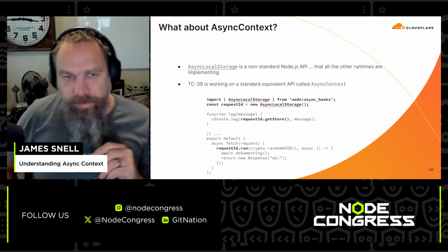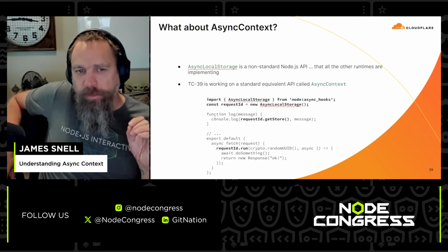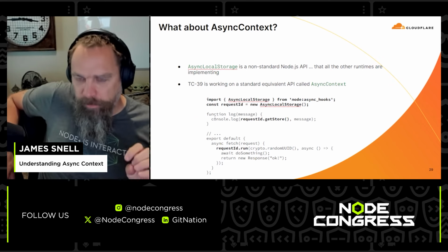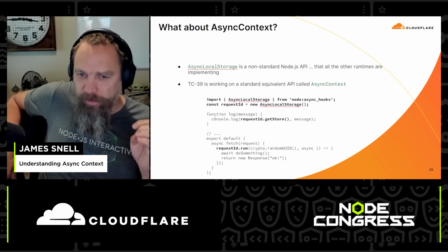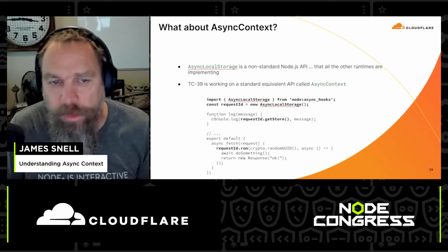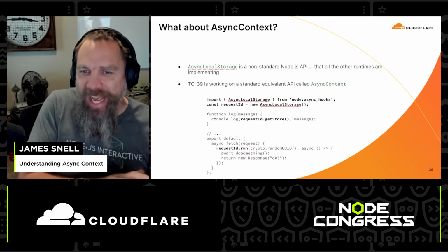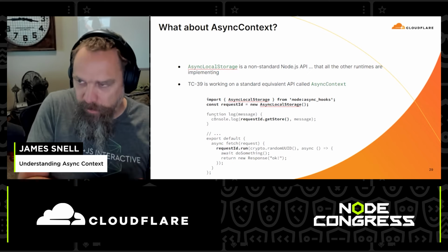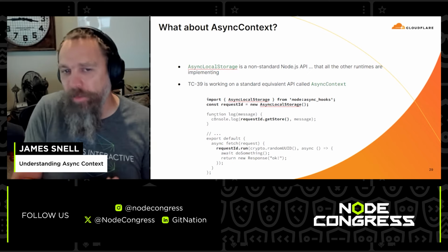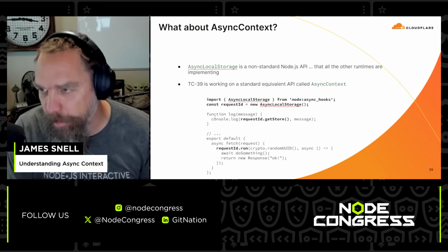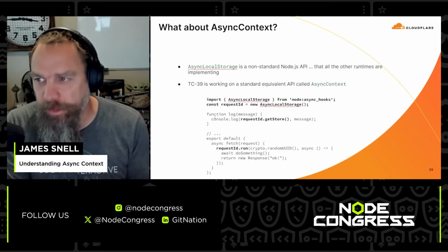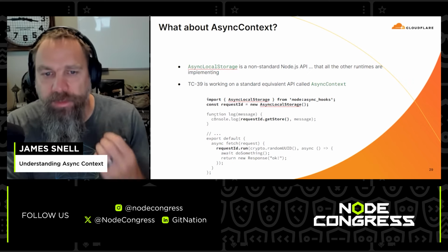What is async context? Async context is a new TC39 proposal. TC39 is the committee that actually standardizes the JavaScript language. The proposal is basically to add async local storage to the language itself, rather than it being this non-standard API. But they are changing it. They are changing the name of it. Some of the details will change.